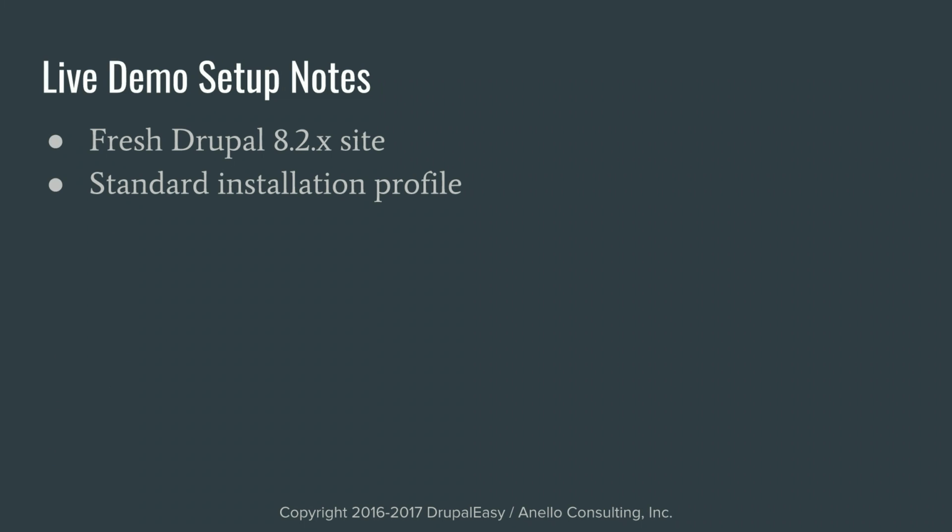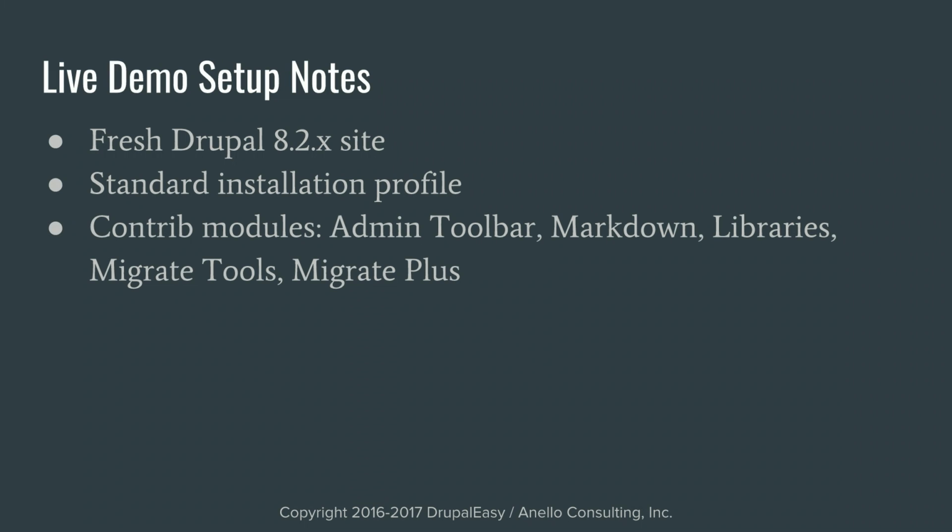Yeah, so it's 8.2. Whatever the latest is, I can't keep track. 8.2.5, 6, okay. Standard install profile. I've enabled admin toolbar, markdown, libraries, which is a dependency of markdown, as well as migrate tools and migrate plus. So those are all of the contrib modules.